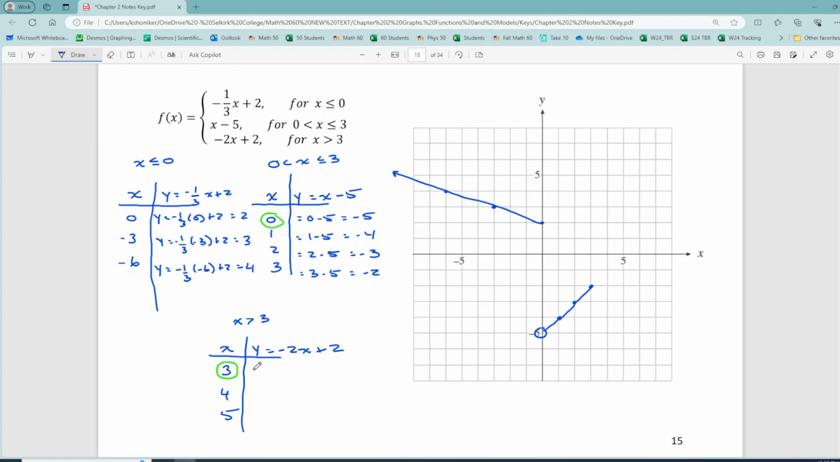And then my last section is going to be negative 2 times x plus 2. So negative 2 times 3 plus 2 is negative 4. Negative 2 times 4 plus 2, which is negative 6. And negative 2 times 5 plus 2, which is negative 8. So to graph these, I have a point at 3, negative 4, with an open circle so that it maintains being a function. I have a point at 4, negative 6, and I have a point at 5, negative 8. And again, it keeps going, so I'm going to put an arrow at the end. Whew, that's a fun one.